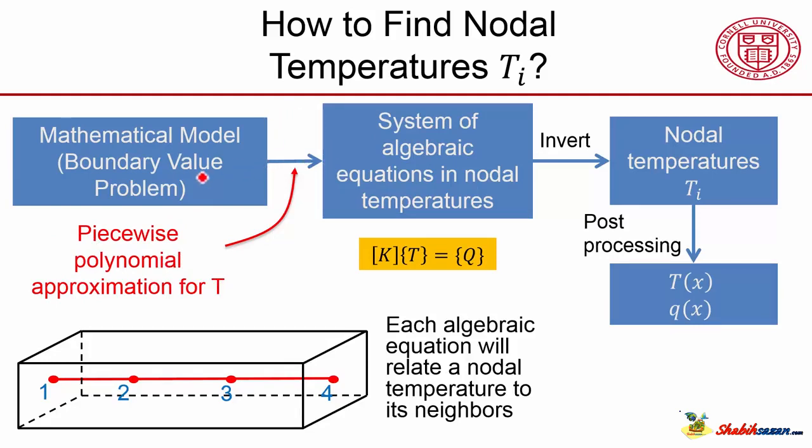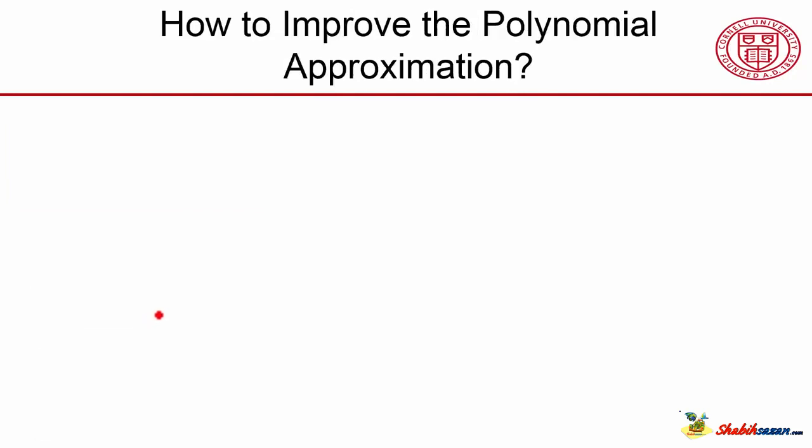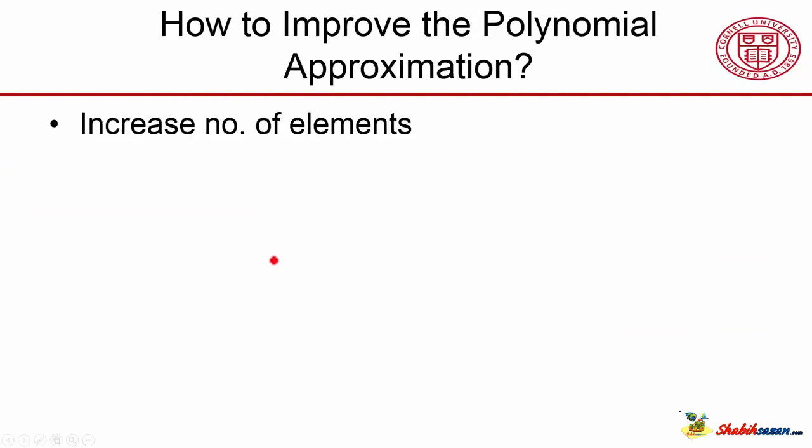In our case, we assumed it as a combination of linear polynomials. And in the process of going from the differential equation to the algebraic equations, we introduce an error called the discretization error. And we can reduce the discretization error by improving our piecewise polynomial approximation. So how do we improve the polynomial approximation? There are two ways to do this.